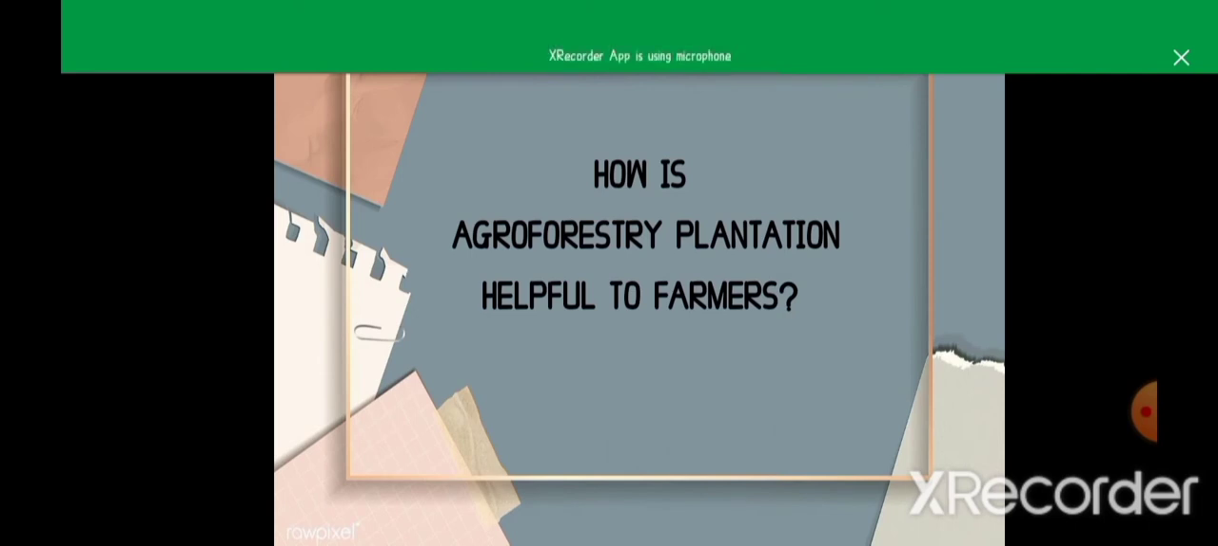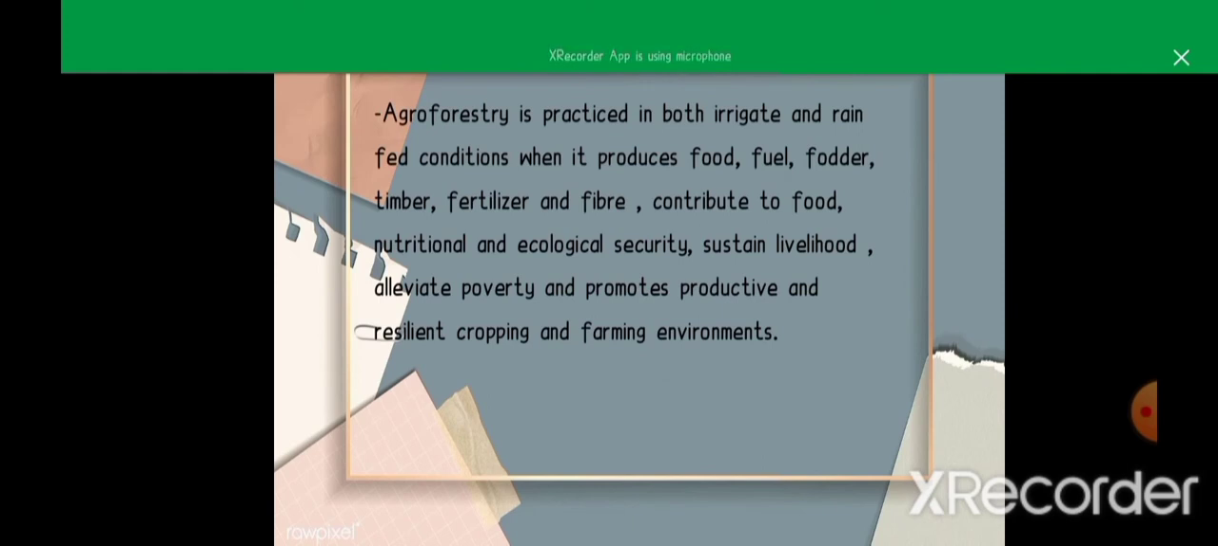How is agroforestry plantation helpful to farmers? Agroforestry is practiced in both irrigated and rain-fed conditions. It produces food, fuel, fodder, timber, fertilizer, and fabric, contributes to food, nutritional and ecological security, sustains livelihood, alleviates poverty, and promotes productive and resilient cropping and farming environments. It means agroforestry contributes a lot to farmers for physical needs to sustain livelihood.